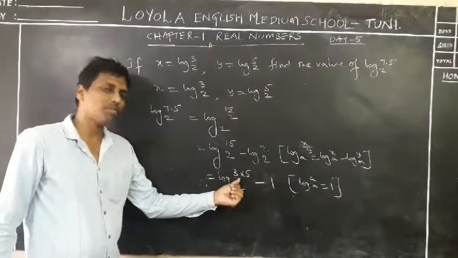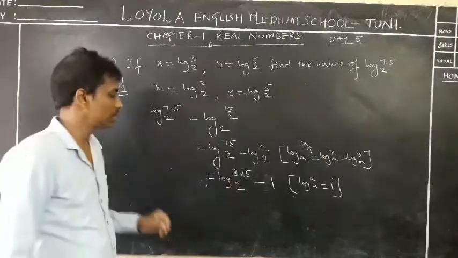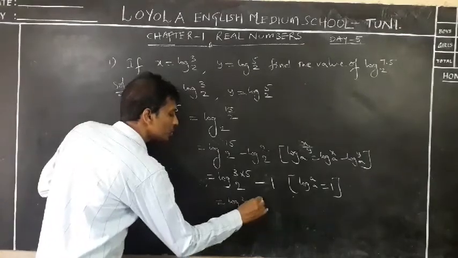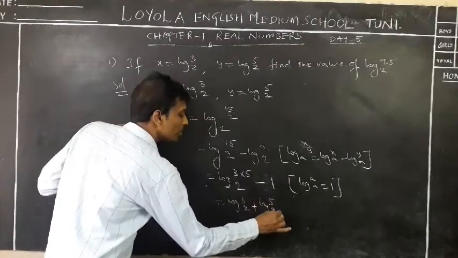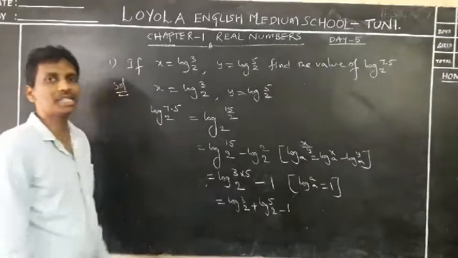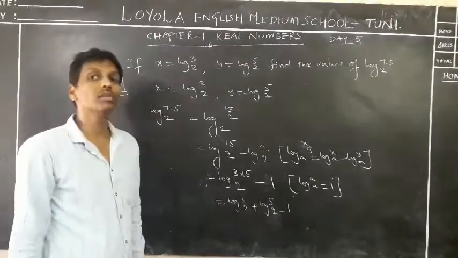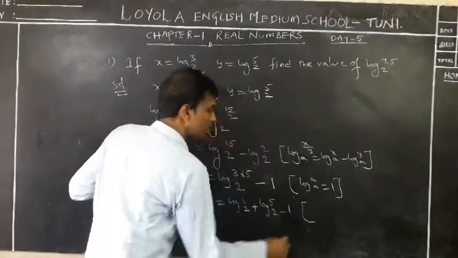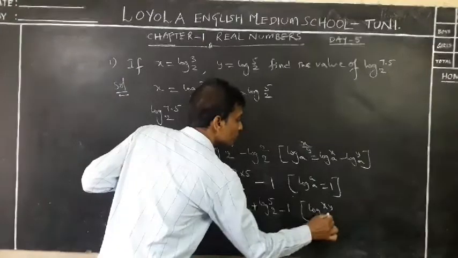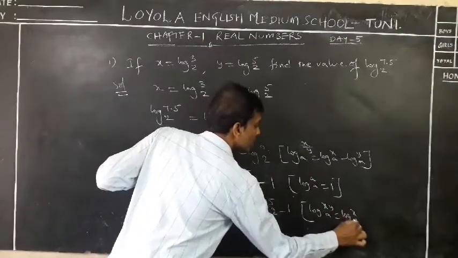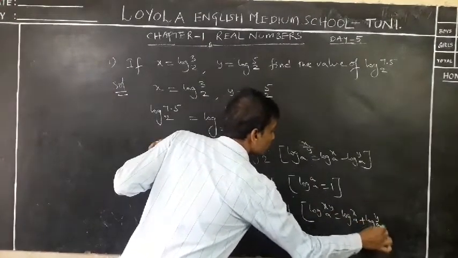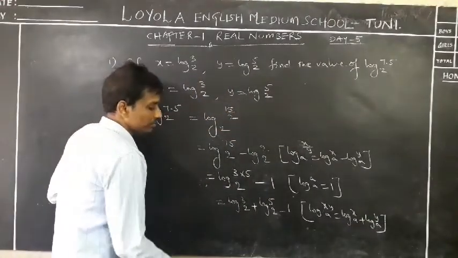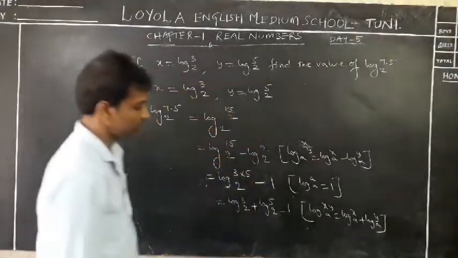So how will the next step continue from this? Let me explain. Log 3 base 2 plus log 5 base 2 minus 1. How do we get this, sir? Once recall the laws of logarithms. One of the laws: log xy to the base a equal to log x base a plus log y base a. Okay. You observe the question.